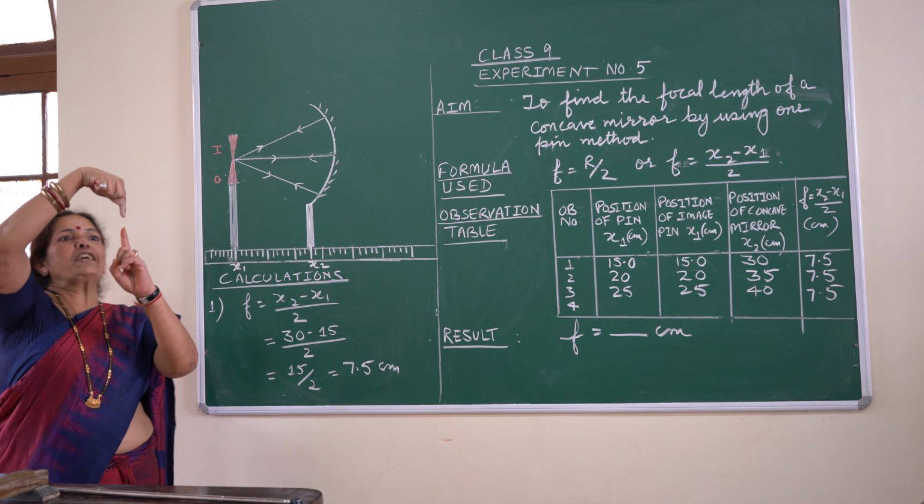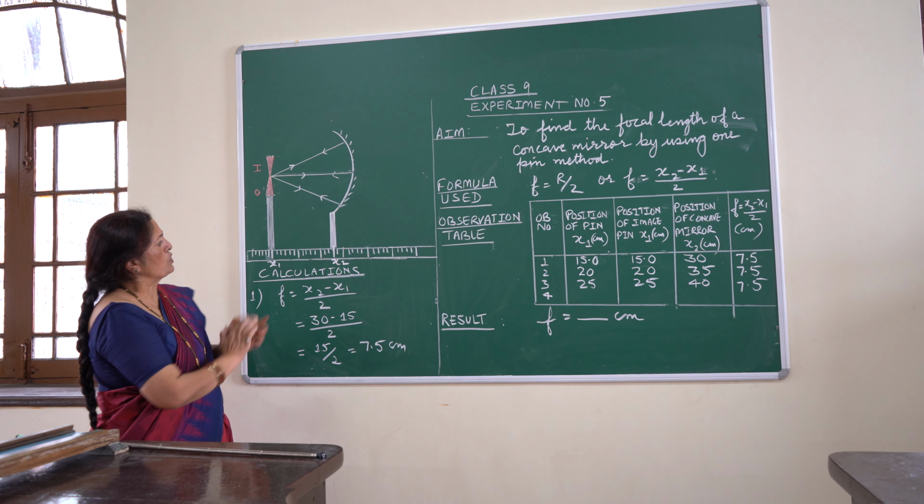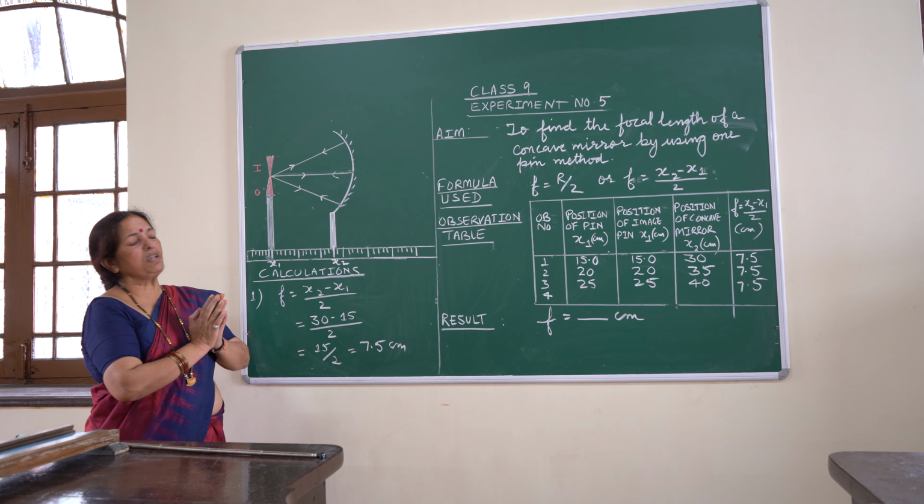If on moving my eyes here and there, I find that my object pin and the image pin are getting separated, it means there is a parallax error, and I have to improve my observations. I'll have to bring the object pin closer to the concave mirror. So I have to do the adjustment to remove the parallax error.